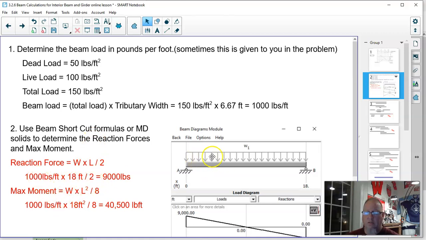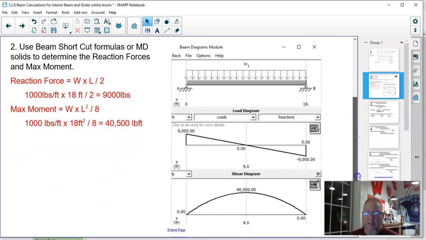In order to find the reaction force for a consistent load across the beam, you take whatever the pounds per linear foot is, that's what W is, times 18, that's the length of the beam, and divide by 2. And you get 9,000. And as you can see, that is the exact same number that I got from using MD Solids. To find the max moment using the shortcut formula, I would take the total load times the length of the beam squared divided by 8. So here is my load times 18 foot squared. I got 40,500, which is the same that I got from MD Solids.